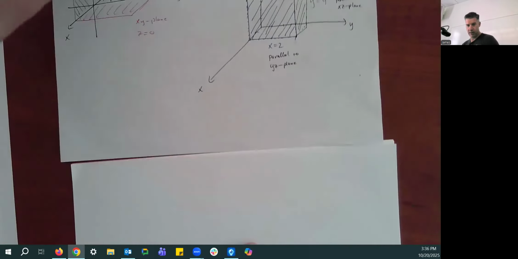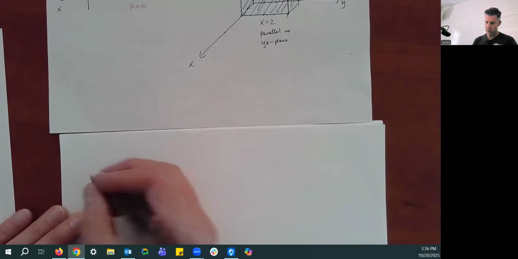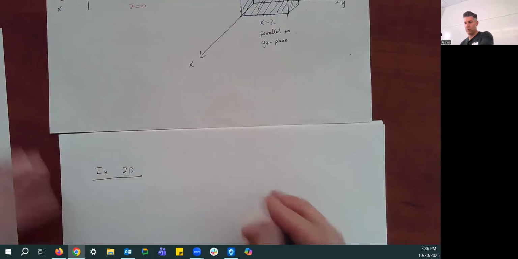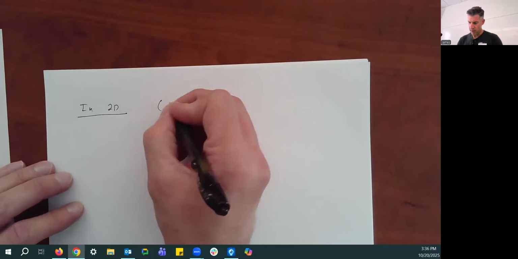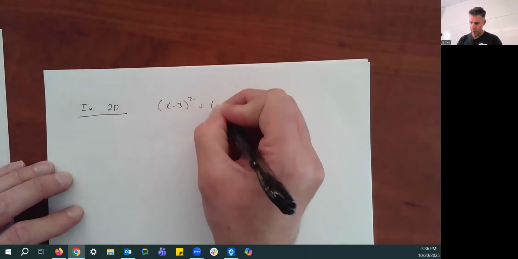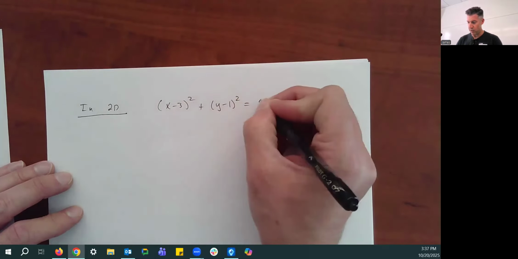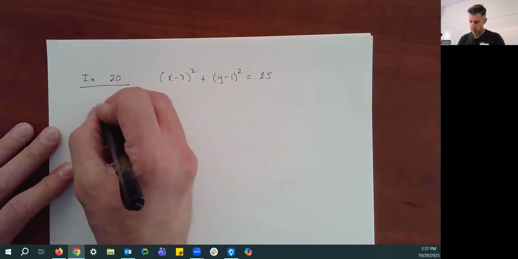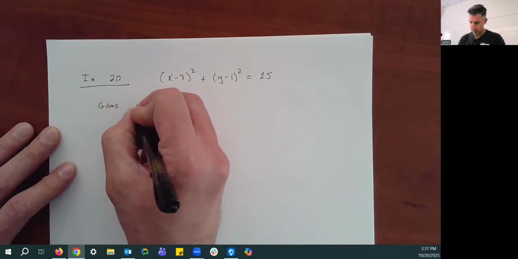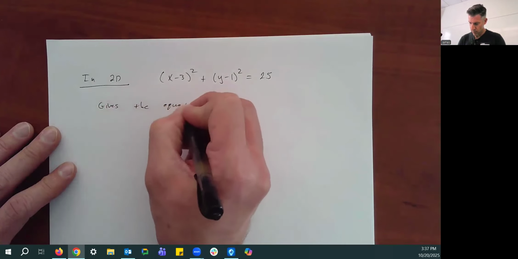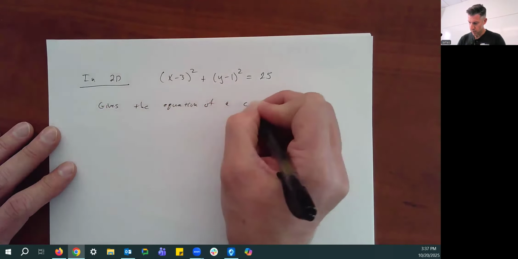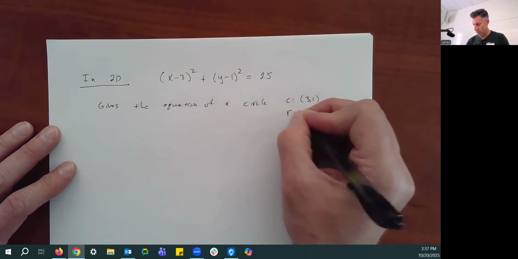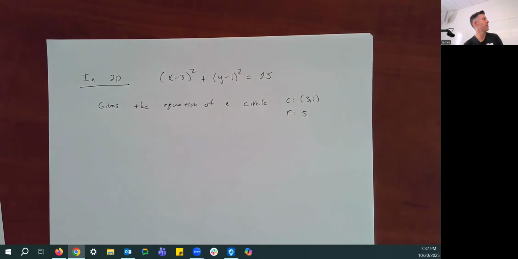So looking at some other things. In 2 dimensions, this equation, x minus 3 squared plus y minus 1 squared equal to 25, would be an equation of a circle, with a center of 3, 1, and a radius of the square root of 25.